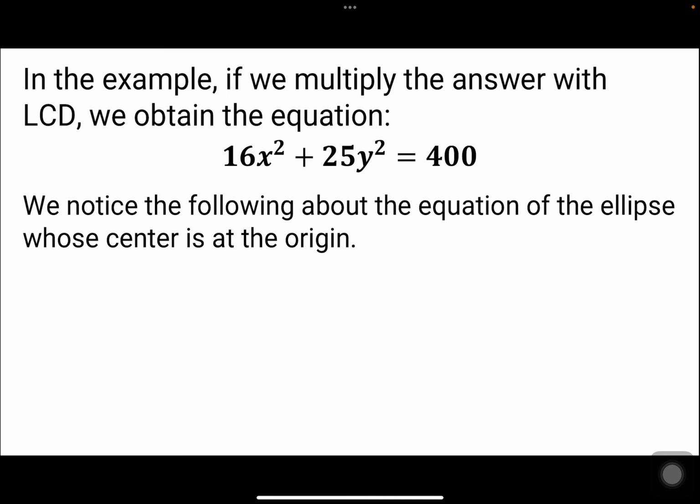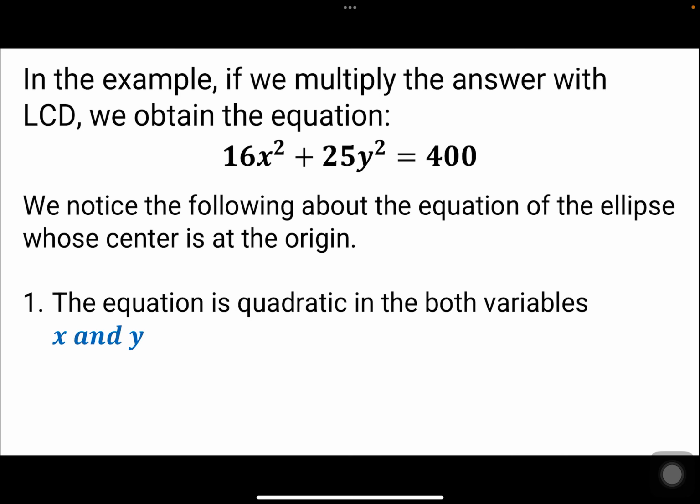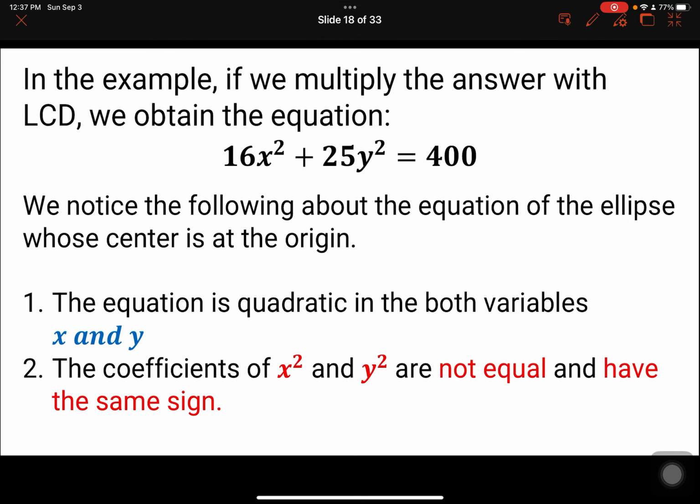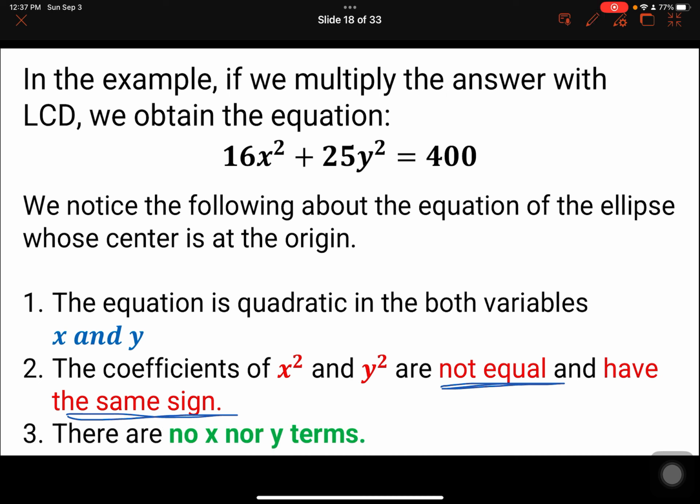Okay? So, we noticed the following about the equation of an ellipse whose center is at origin. First, again, it is both quadratic. Yung x natin naka-squared, yung y natin naka-squared. Then, the coefficients of x squared and y squared are not equal. Unlike sa ating circle, di ba, naka-equal to. Pero dito sa ating ellipse, not equal. And please take note, dapat same sign sila. Okay? Kasi pag di na same sign, possible, it will be a hyperbola. Then, number 3, there are no x nor y terms. Ibig sabihin, wala tayong x lang, wala tayong y lang.